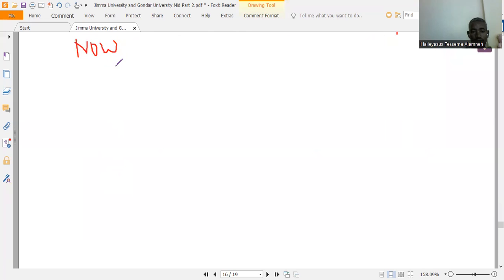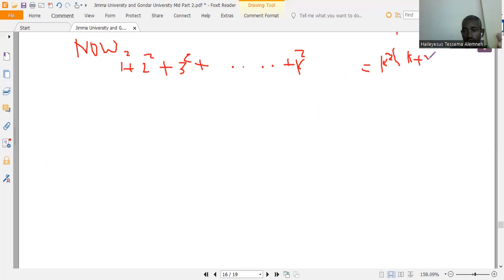Now 1 square plus 2 square plus 3 square plus ... up to the k term, k square, is equal to k square times (k plus 1) the whole square over 4. This we have assumed to be true.